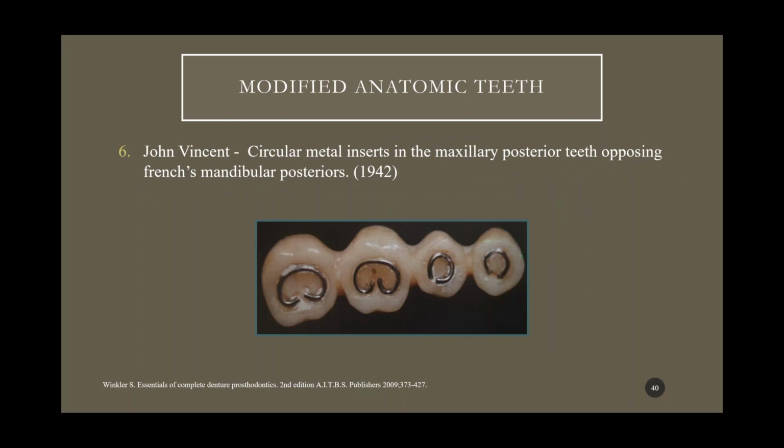Then in 1942, John Vincent designed metal inserts in resins. He used circles of gold solder wire or stainless steel wires, which were inserted into the maxillary posterior resin occlusal surfaces. These teeth were set opposing French's mandibular posteriors, in which the buccal cusp was reduced below the occlusal plane. It was claimed that as the resin wore, the chewing force was concentrated in the center of the denture.